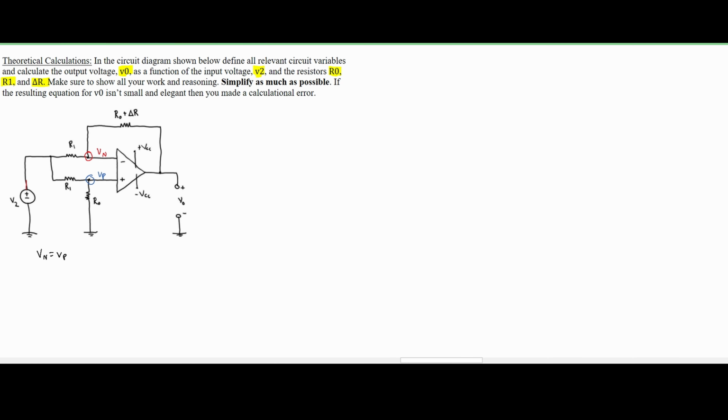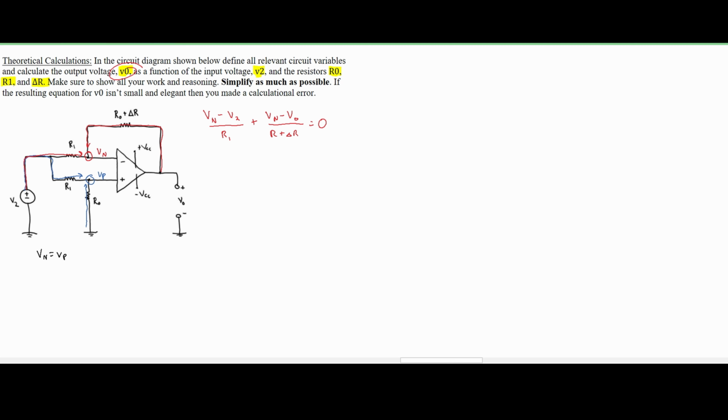When we look at our Vn, we know that we have some current going over this resistor. Because of negative feedback, we have some current going over this way. And then for our Vp, we have some current going this way, down this way, and then we have some going this way. And so what we can do is say, well, let's solve for our Vn first. Our Vn is going to be Vn minus our V2, and this is all happening over our R1. Then, because of the negative feedback, we have Vn minus V0, and this is all over the R plus delta R. This is equal to 0.